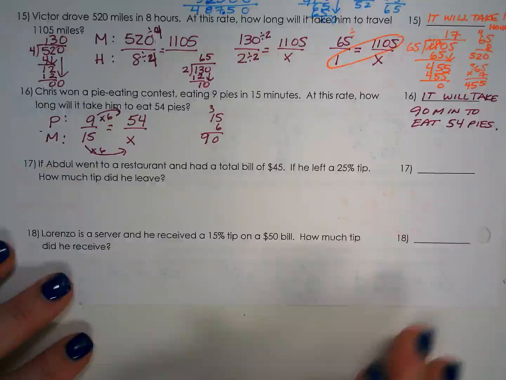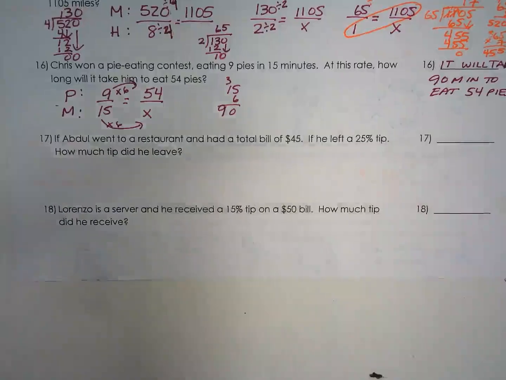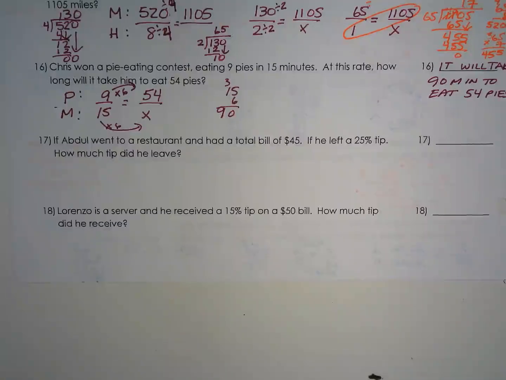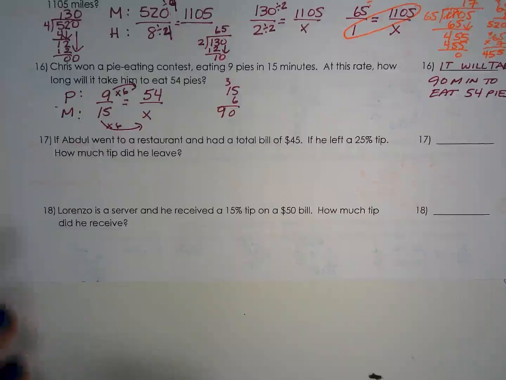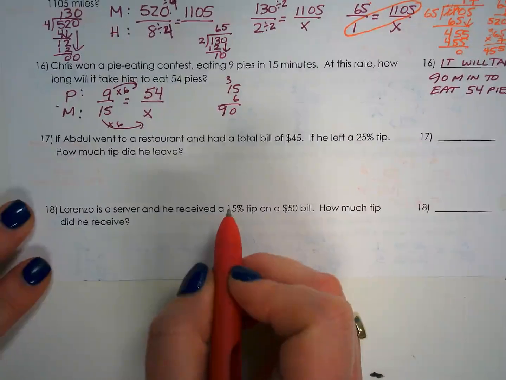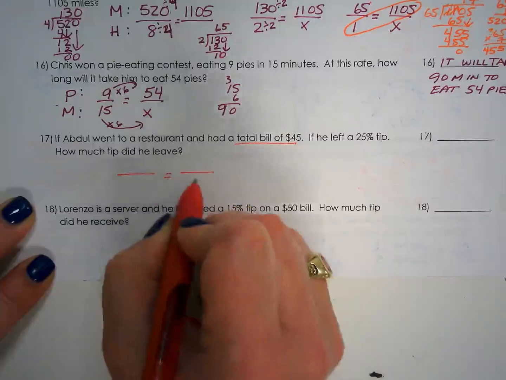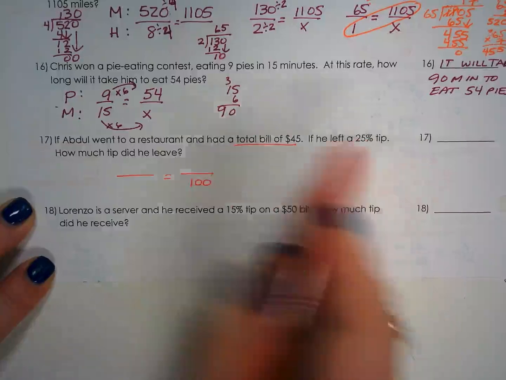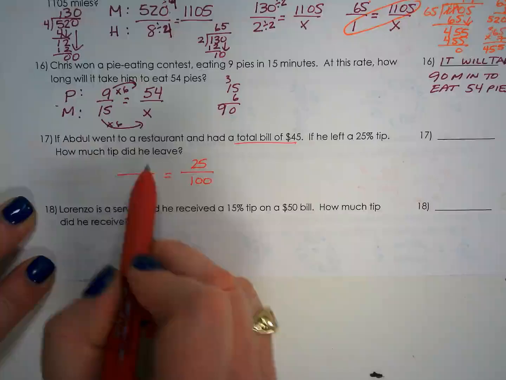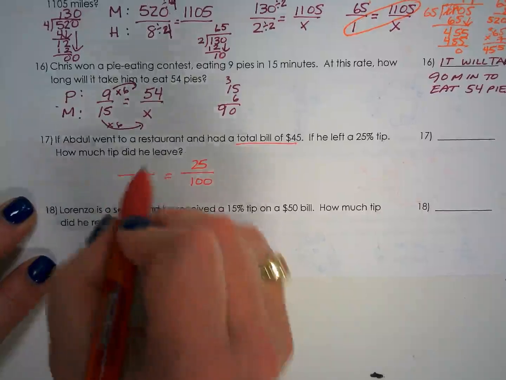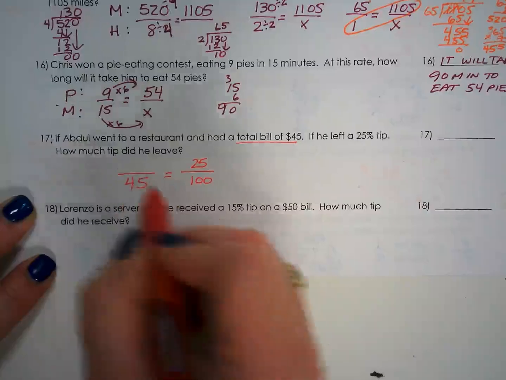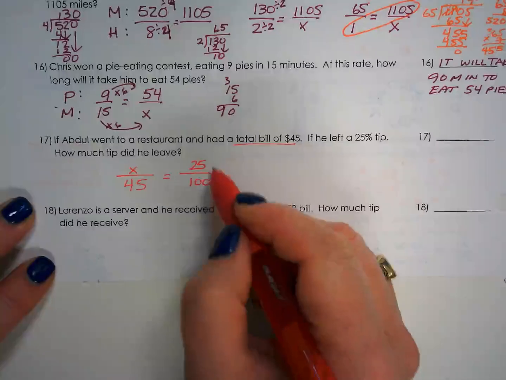All right, in question number 17, if Abdul went to a restaurant and had a total bill of $45 and he left a 25% tip, how much tip did he leave? All right, so we had a total bill. So this is a percent problem. We're going to set up our structure. We know the percentage, which was 25, and I want to know the tip, which is a part of the total bill. Okay?